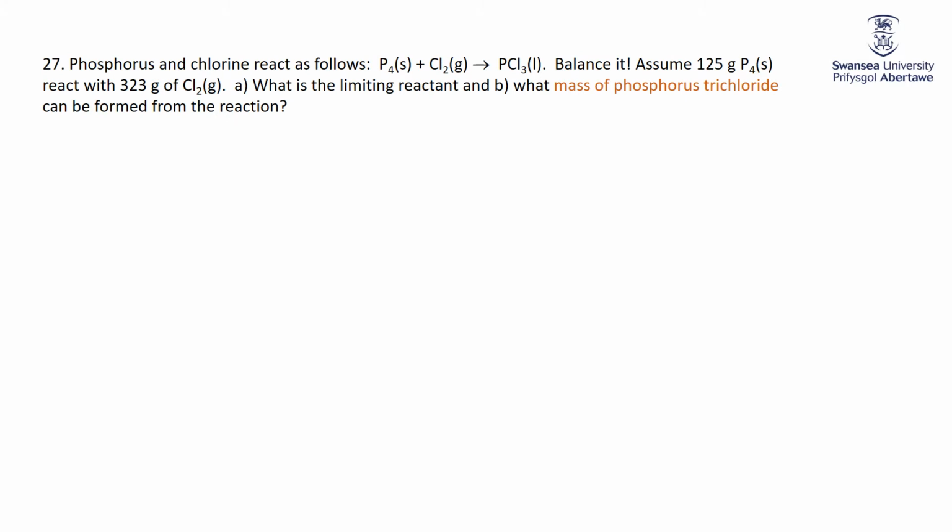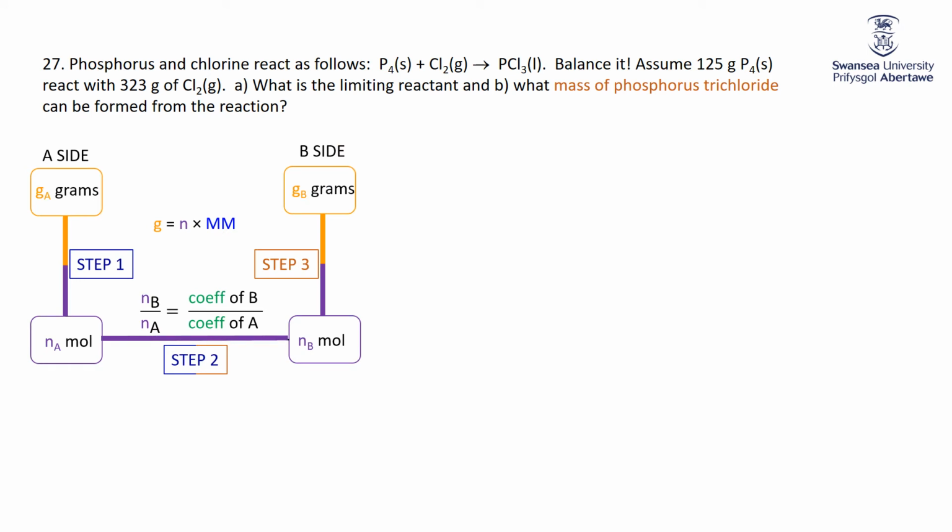So phosphorus and chlorine react as follows. You're told here to balance it. I hope you wouldn't need that. Assume we have this much phosphorus and this much Cl2. What's the limiting reactant and how much of this final product would we make? So again, we have to consider this to be a two-part question. We have to figure out how much PCl3 we get from the phosphorus, how much PCl3 we get from the chlorine, and then compare them.